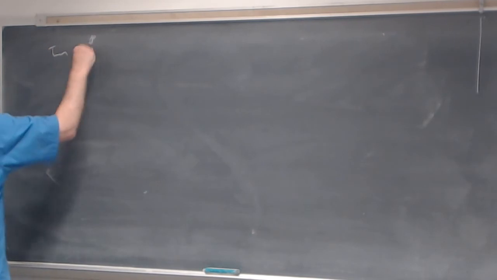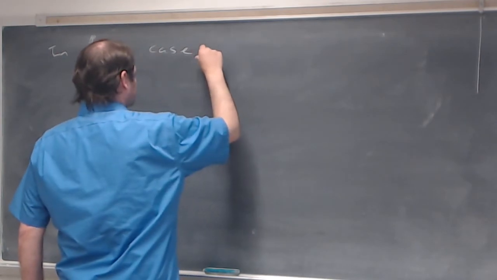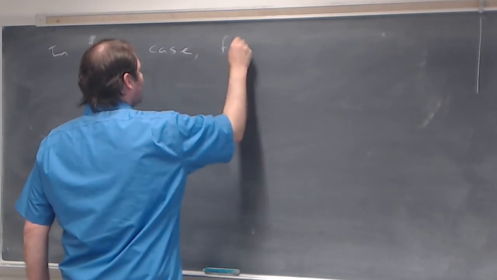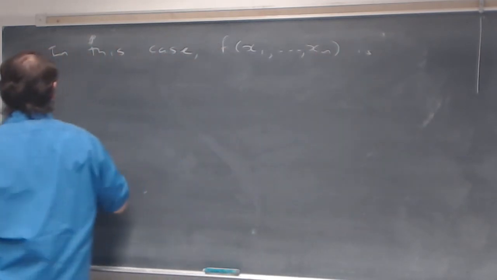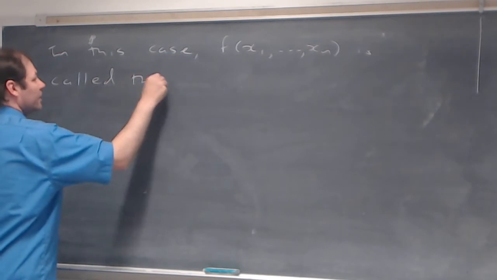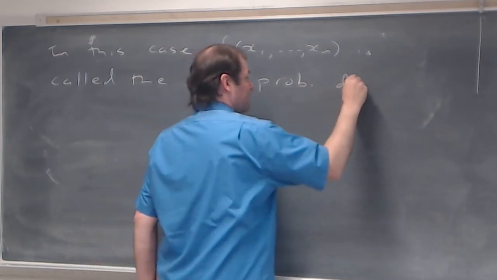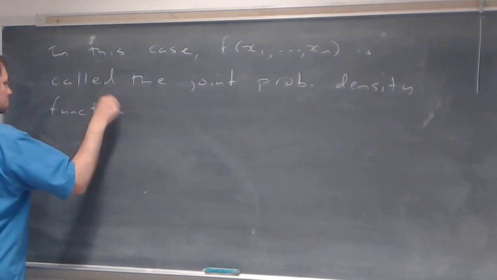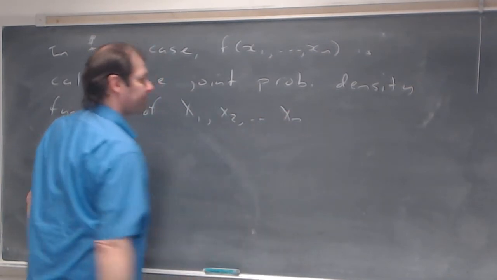Okay, in this case, f of x of 1 up to x of n is called the joint probability density function of X of 1, X of 2, all the way to X of n.